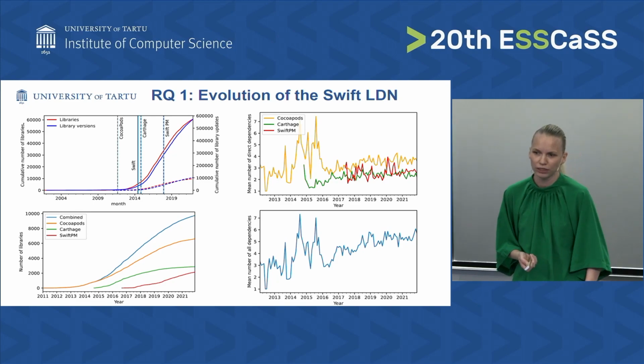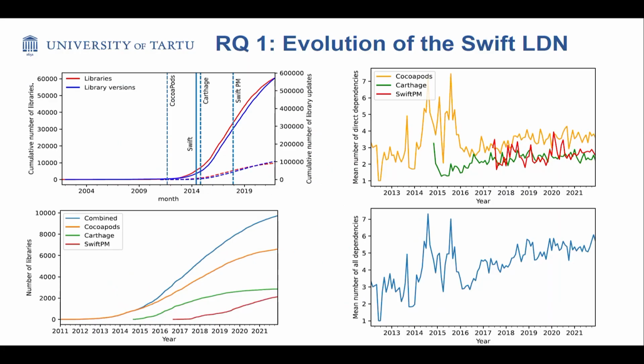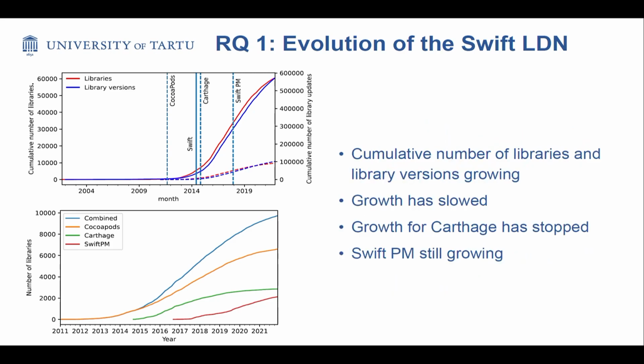So for the first research question, looking at the evolution of the Swift library dependency network, well, it has grown over time, but compared to some other ecosystems where the growth is really exponential, it's a little bit different as it has slowed down over time. Also, when looking at the growth for each of the package managers, Swift PM is still somewhat growing, but it's not the normal expectation that it would grow exponentially, and at some point we're all full of libraries.